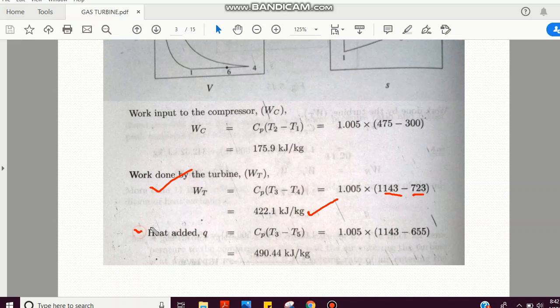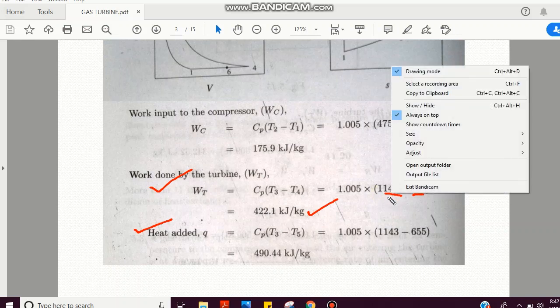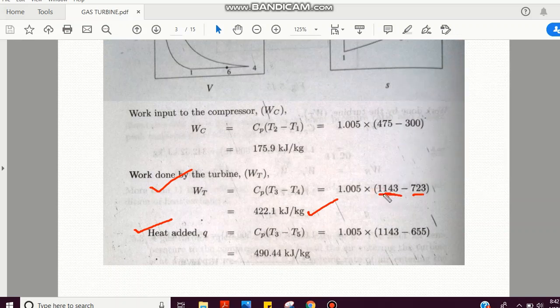Now the heat input process is 5 to 3. So that is Cp into T3 minus T5. So the value of T3 is 1143, and the value of T5 is 655. So the heat added is 490.44 kilojoule per kg.